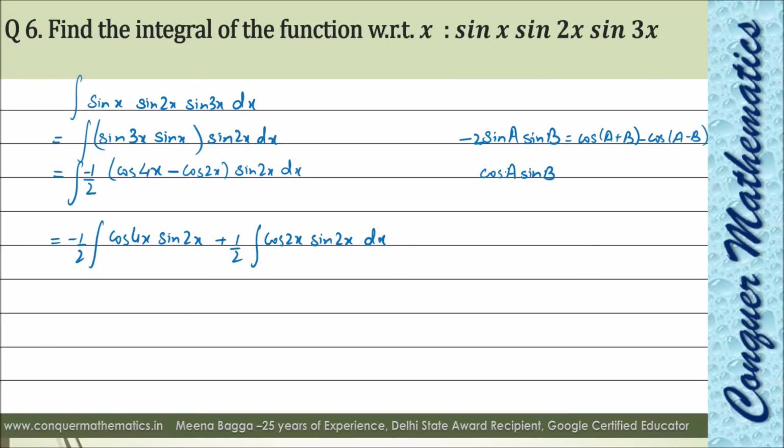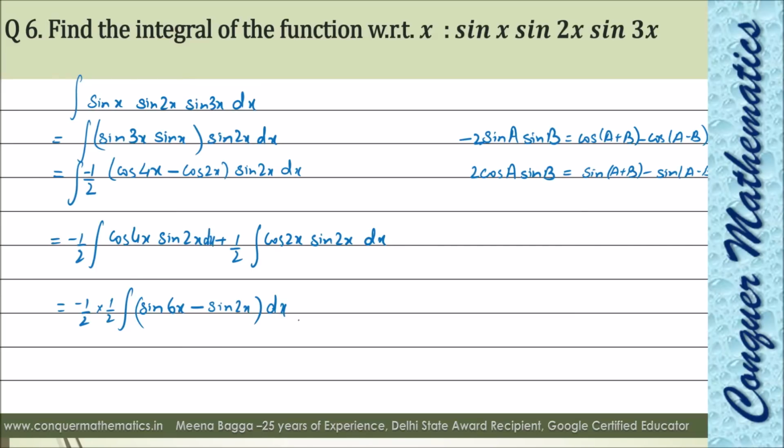Cos A sin B, we have just used in the previous question. Cos A sin B is nothing but sin A plus B minus sin A minus B. But do remember 2 is here, so we are to divide by 2. This would be minus 1 by 2 into 1 by 2 of sin 4x plus 2x, 6x, minus sin 4x minus 2x, 2x. Again sin 2x. Okay, this would be the first integral.